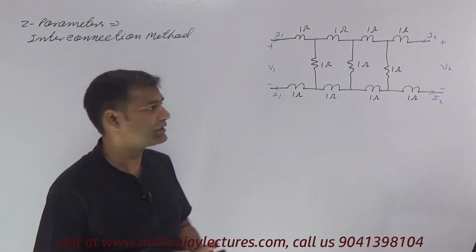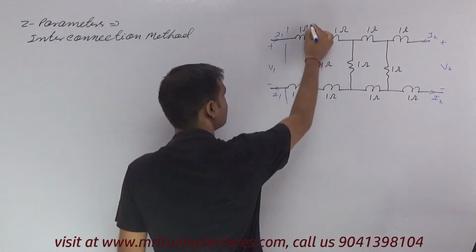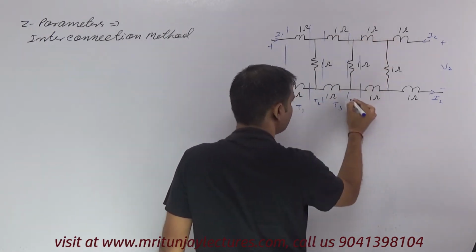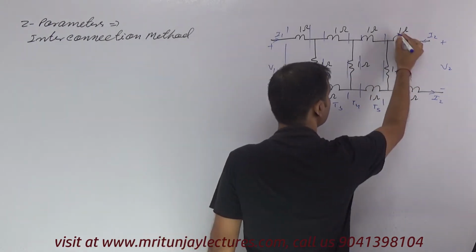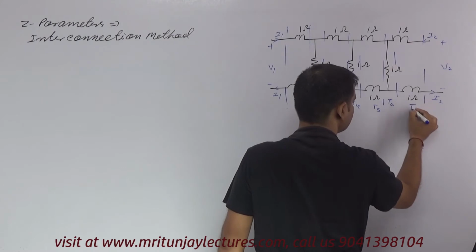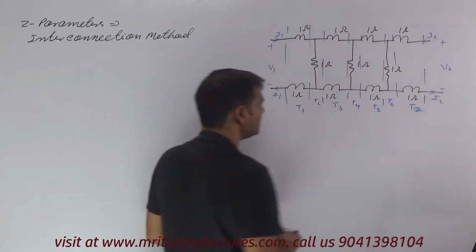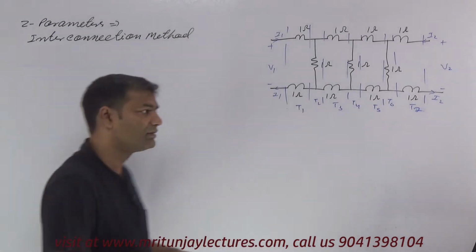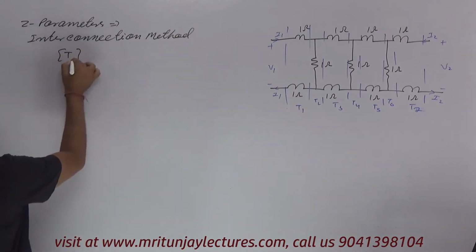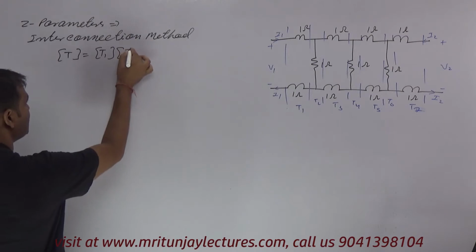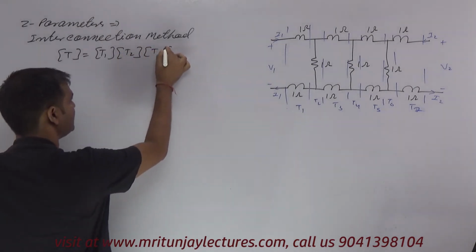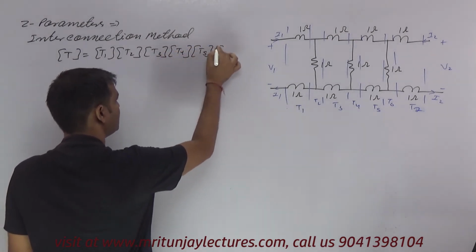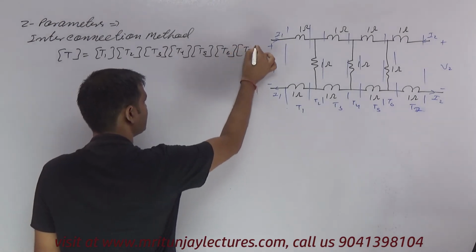With the help of cascade interconnection, you can say that is T1 here, T2 here, T3 here, T4 here, T5 here, T6, and here T7. After that, first of all determine T1, T2, T3, T4, T5, T6, T7. I know T1. What about the cascade interconnection method? T3, T4, T5, T6, and T7.